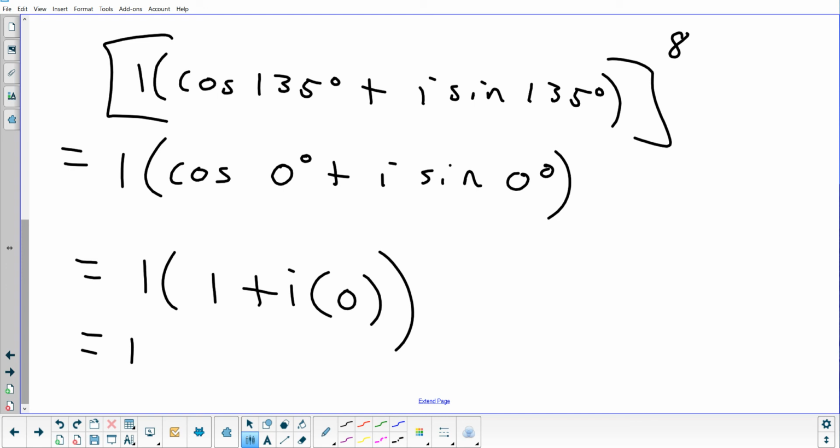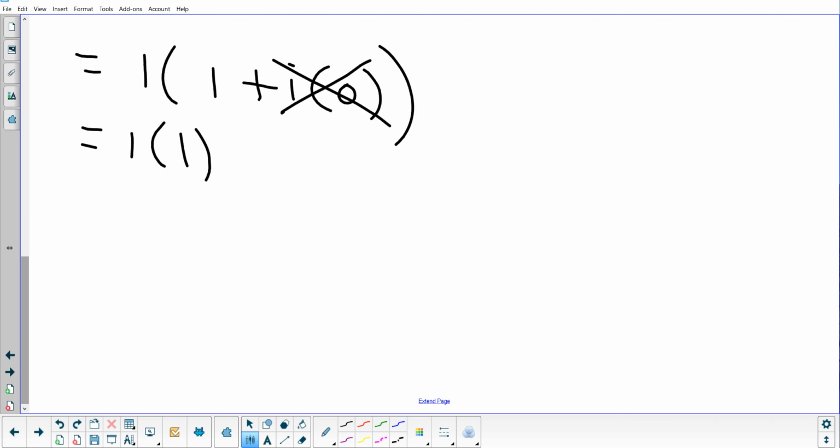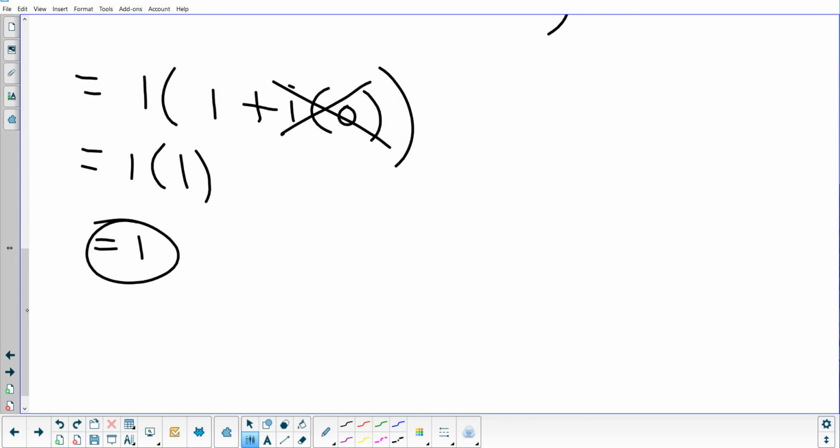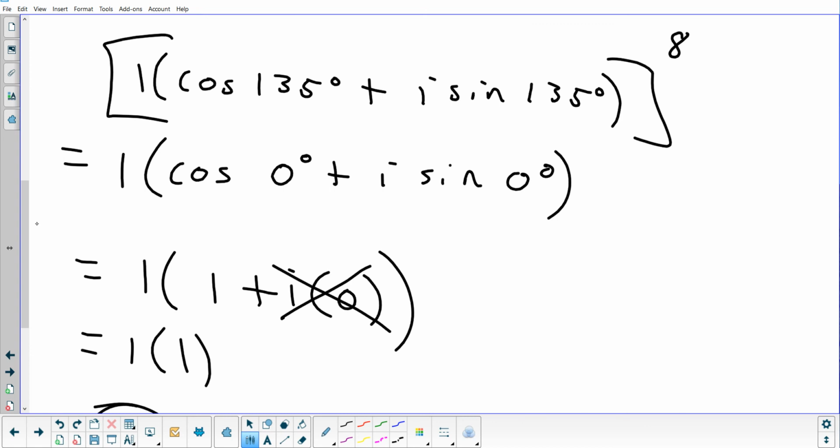What's i times 0? Yep. 0. So basically what's happening here is the imaginary part of this answer is 0. It goes away. It doesn't always go away, but in this case it did. So now all you're left with is 1 times 1. So the final answer to this problem is 1. And that's it. Question on that? So 1 is standard form, and 1 cosine 0 plus i sine 0 is trig form.